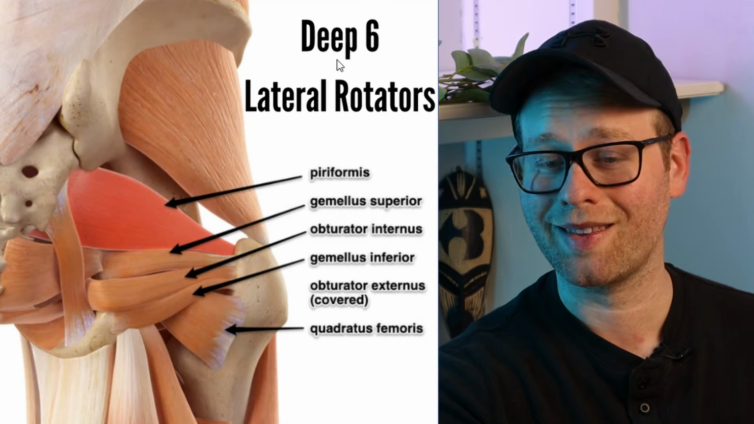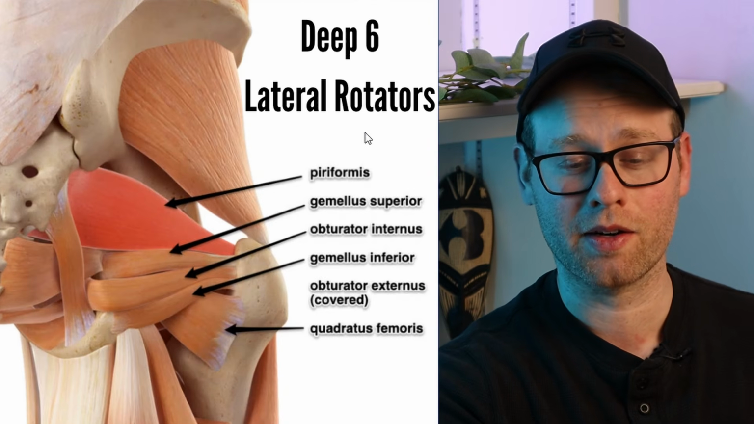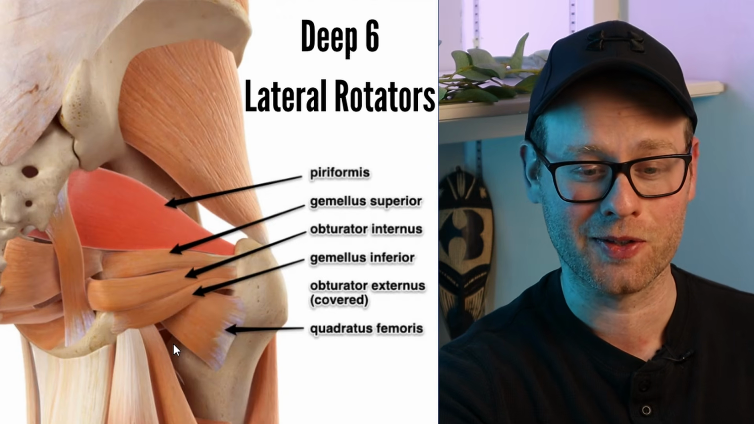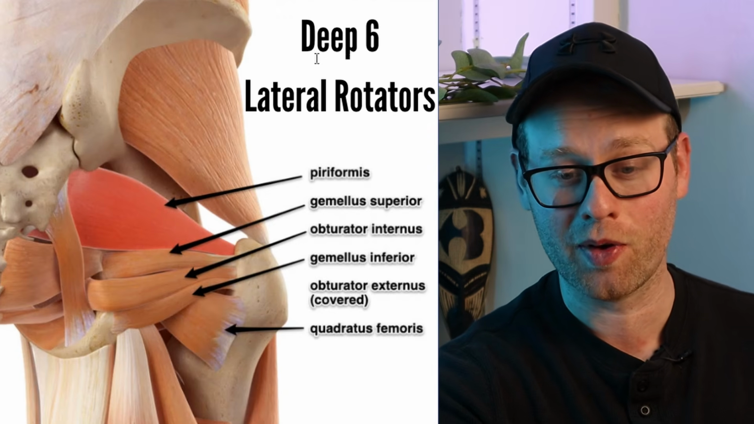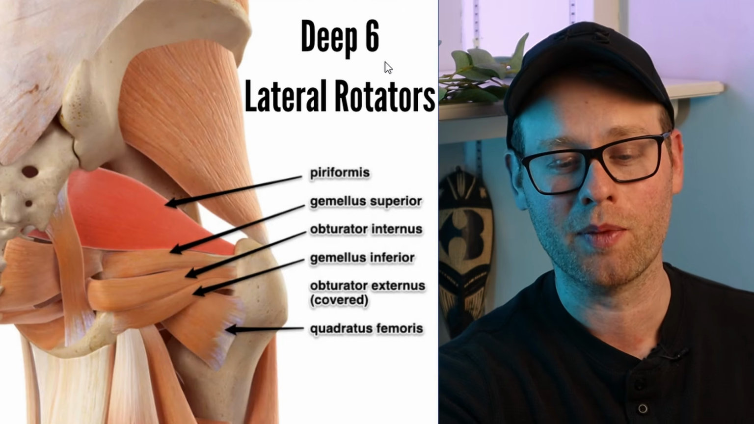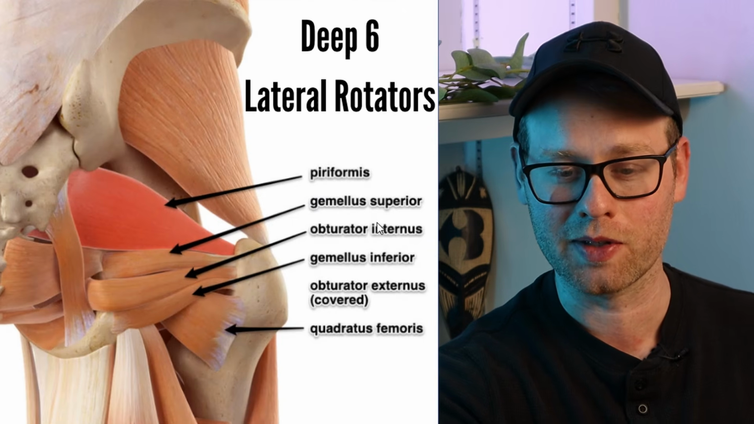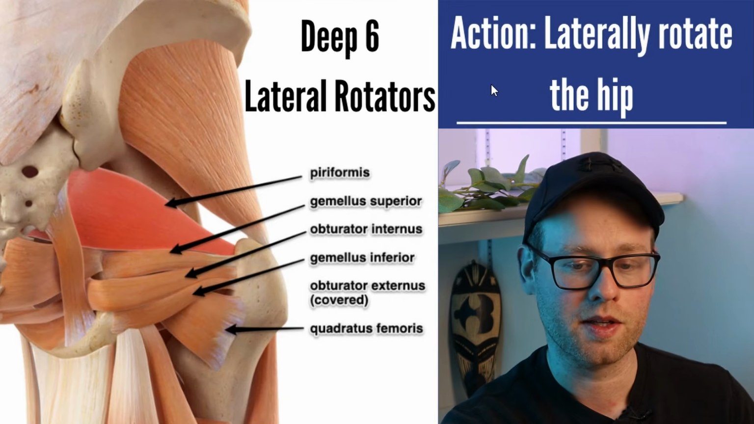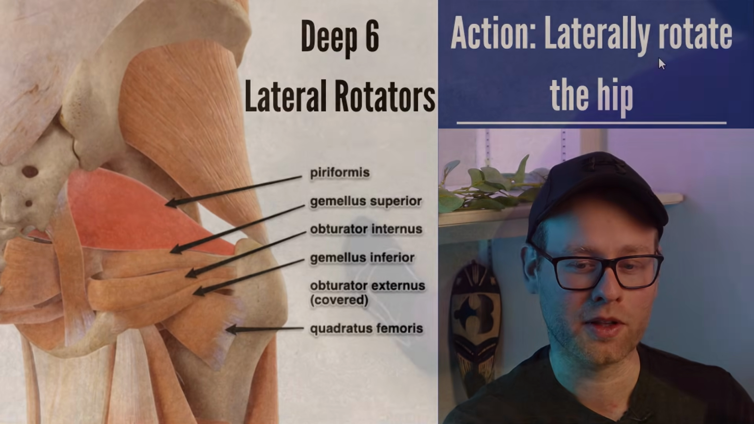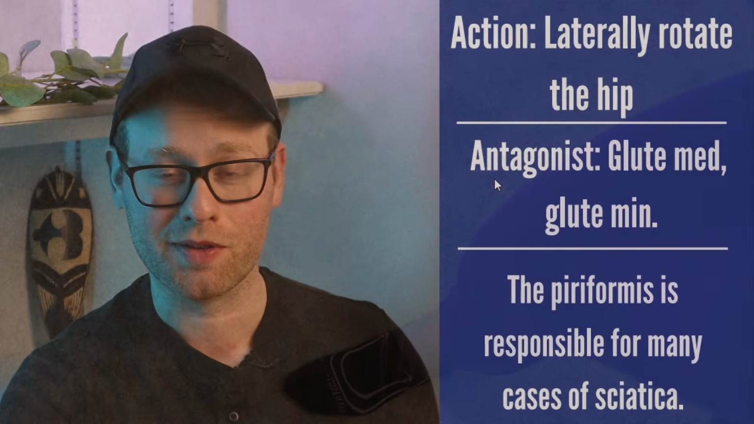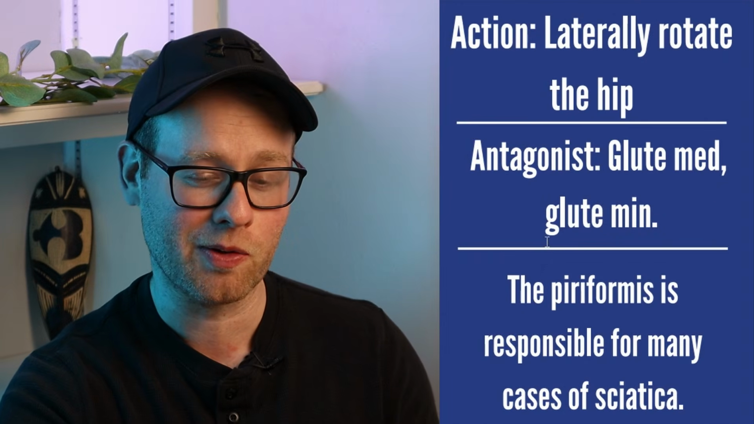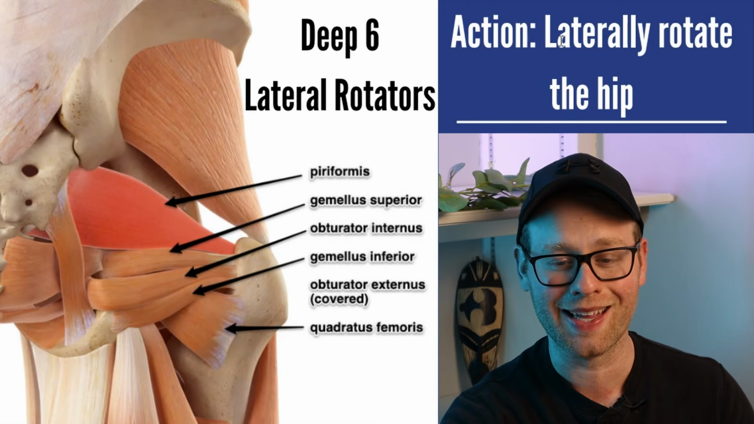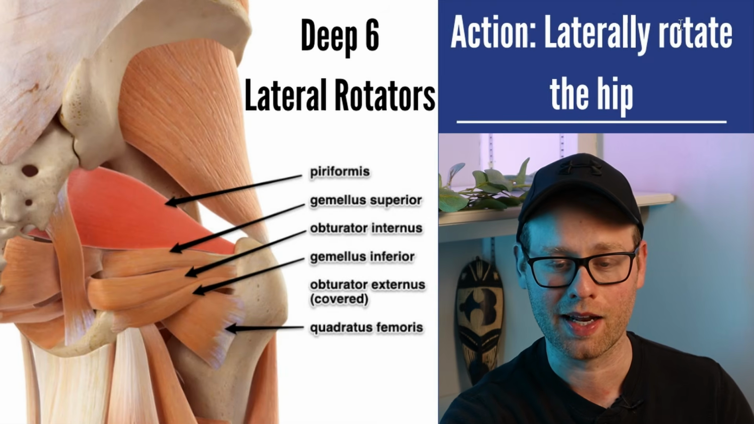Next up, we're talking about the deep six lateral rotators, and these are actually other butt muscles or hip muscles. These ones are deep though, as the name would imply, and we don't need to memorize all 6 of these muscles here. We're just going to go over all of them very briefly. Anyways, what these 6 muscles do is they laterally rotate the hip. So the antagonists for these 6 muscles are glute medius and glute minimus, which of course we just talked about. And these muscles, like we said, they laterally rotate the hip, so turning that hip outwards.